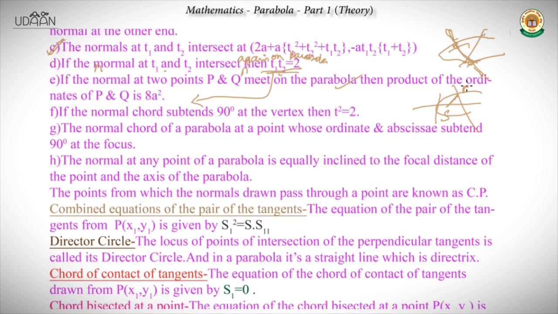Next, we have already told what the co-normal points are. The points from which the normals drawn pass through the parabola are known as the co-normal points.